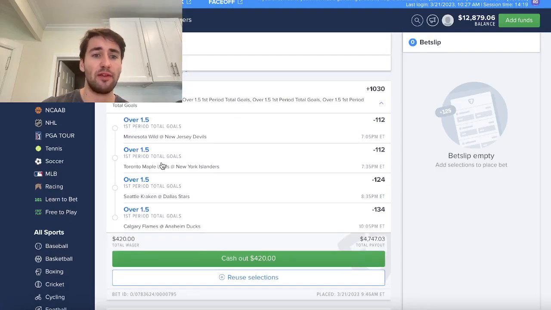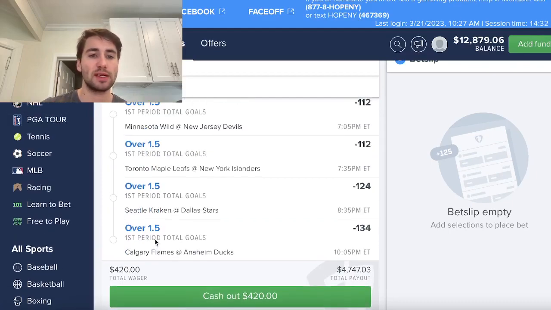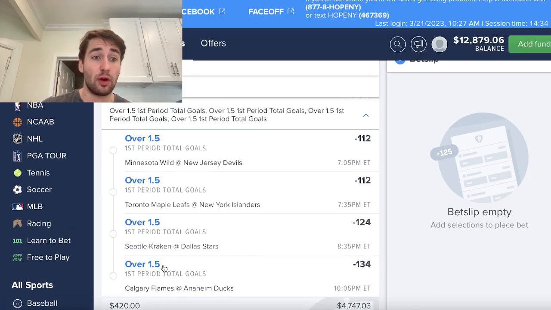So this is what I have on FanDuel. 4-leg parlay, first period total goals, over 1.5 for the Wild, Maple Leafs game, Kraken game, Flames game. I'll zoom in a bit, and you can see they gave me $420. Here are the 4 picks I have.